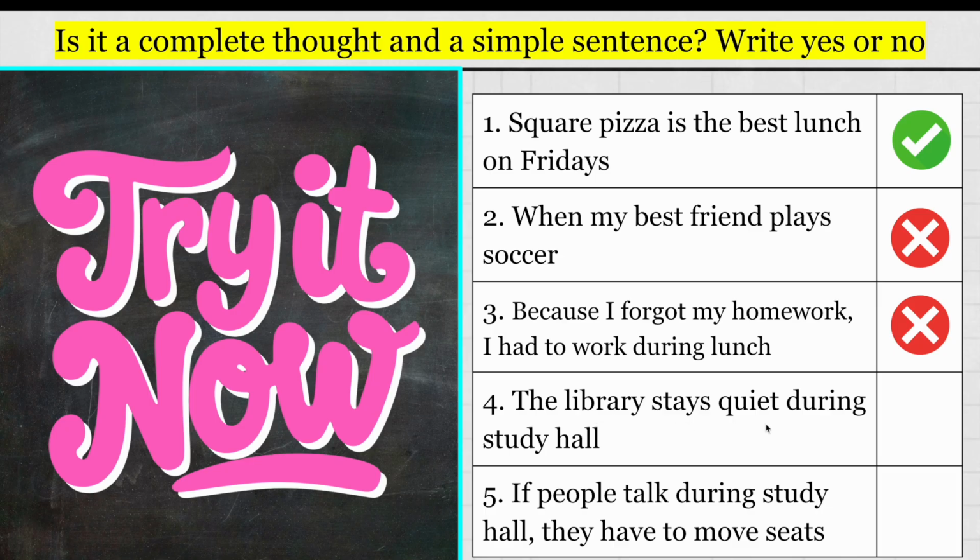Number 4, the library stays quiet during study hall. Is this a simple sentence and complete thought? Yes, we don't need any more information, and we have one idea there.